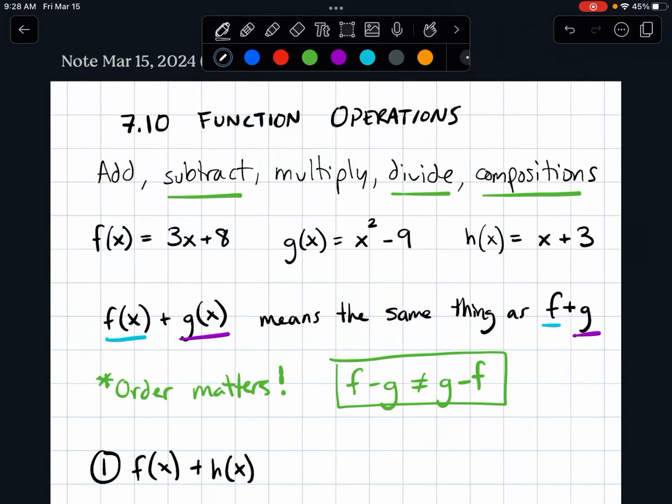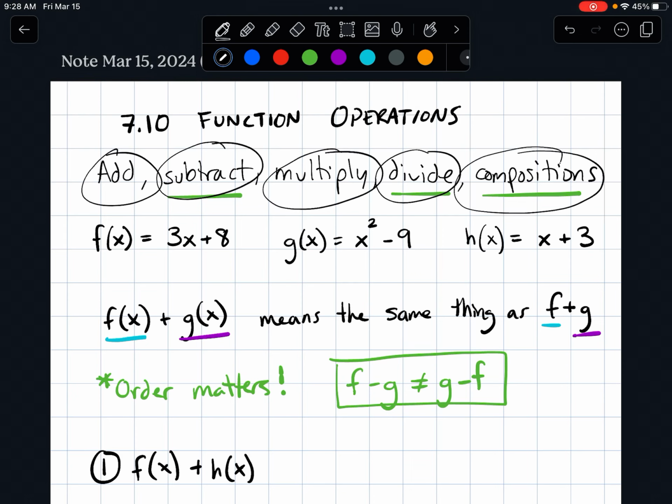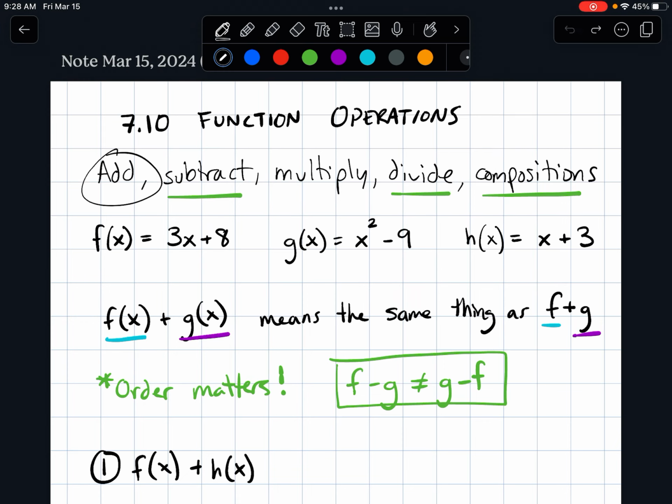So here in 7.10, we are talking about function operations. We're taking functions and we are either adding, subtracting, multiplying, or dividing them. And we're also going to learn about something called compositions, composition of functions. So 5 different types of operations that we're going to do with these functions.